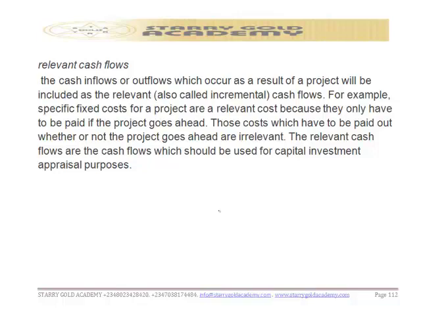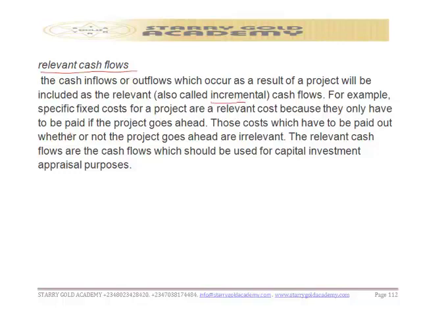Having looked at capital budgeting, the next thing we want to look at now is relevant cash flows. Relevant cash flows are the cash flows or outflows which occur as a result of projects. Understand? The cash flow that results as a result of the project will be the one included in the relevant cash flow. It is sometimes called incremental cash flows.